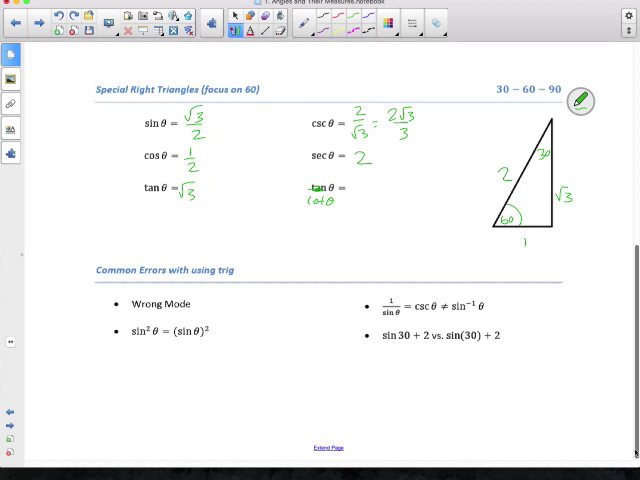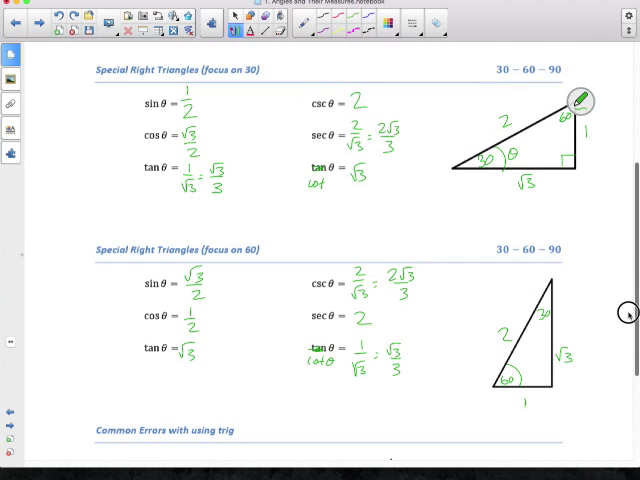Alright, so anyway, cotangent, it's going to be 1 over root 3, which I'll rationalize to be the square root of 3 over 3. You might notice a connection between sine of 30 and cosine of 60, and some of the other ones. We'll explore that a little bit later on.